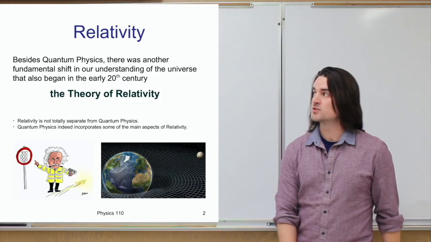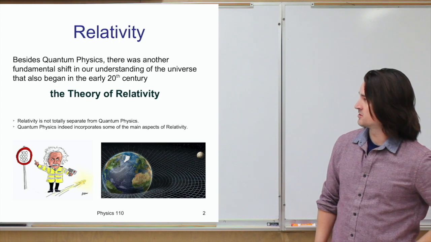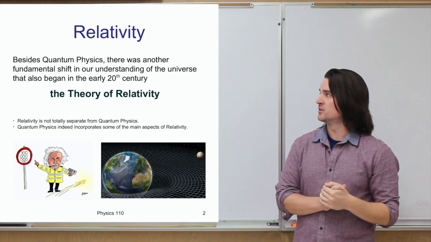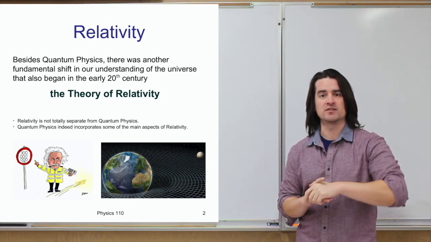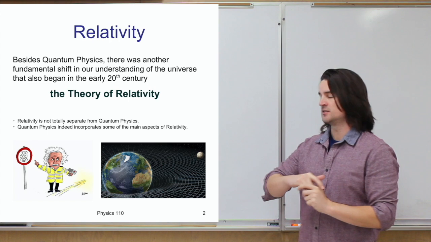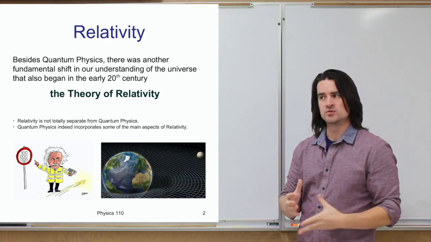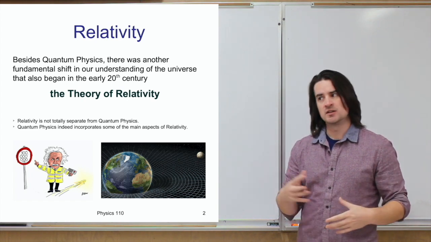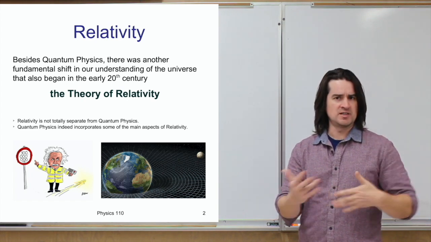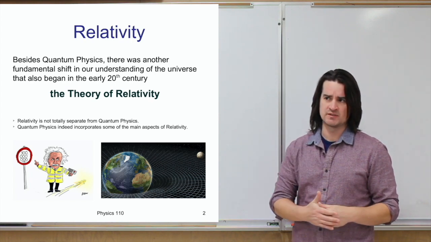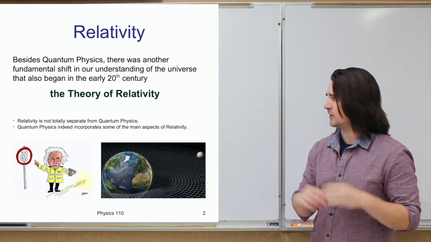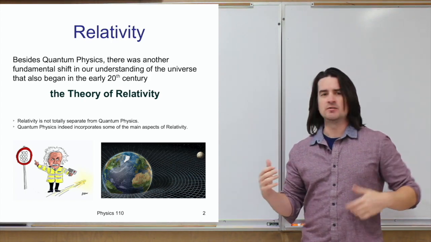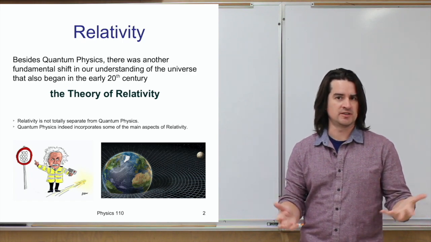Okay, so besides quantum physics that we talked about in the last lecture or two, there was this other fundamental shift in our understanding of the universe. And as it happens, it was also being formulated in the same time period, the beginning of the 20th century, the end of the 19th century, so a little over 100 years ago now. Broadly speaking, we call this the theory of relativity.